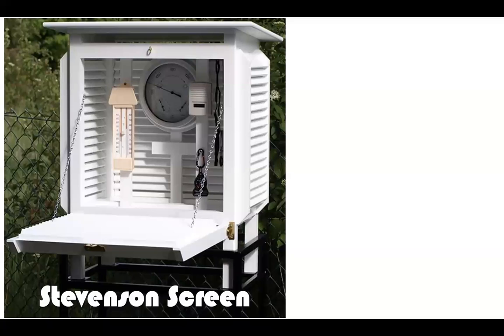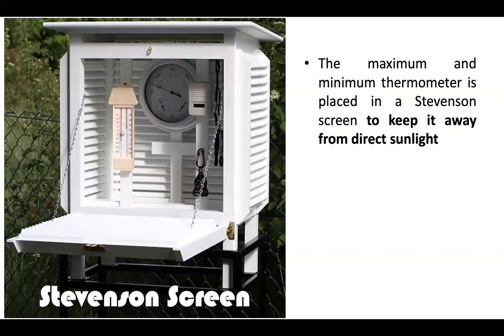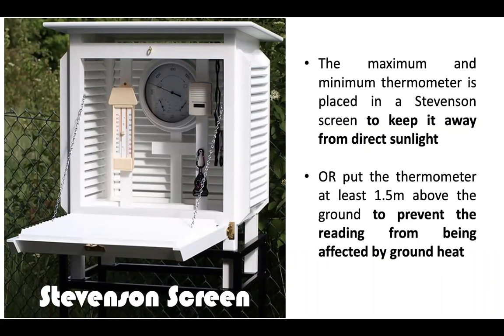The maximum and minimum thermometer is frequently placed in the Stevenson screen shown in the photograph. This ensures that the maximum and minimum thermometer measures the general air temperature and is kept away from direct sunlight. It should also be placed at least 1.5 meters above the ground to prevent the readings from being affected by ground heat.